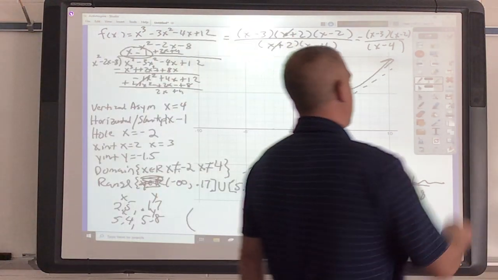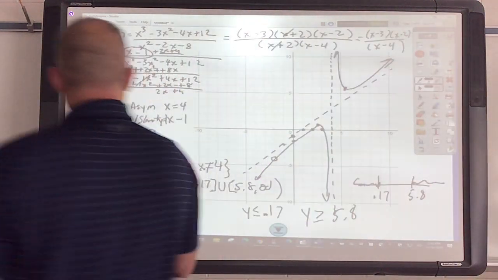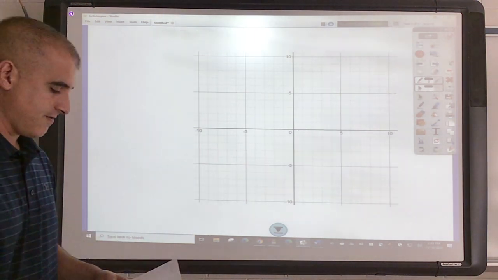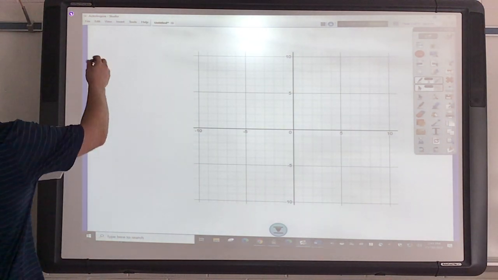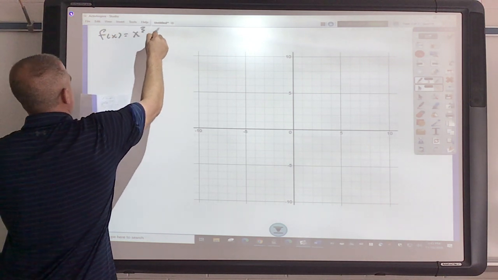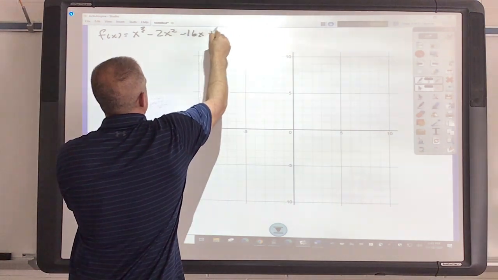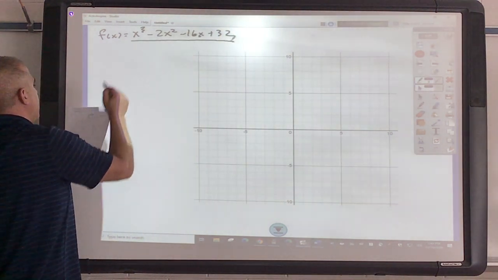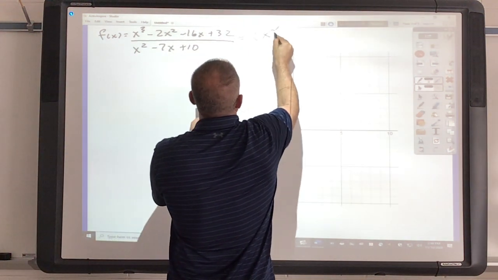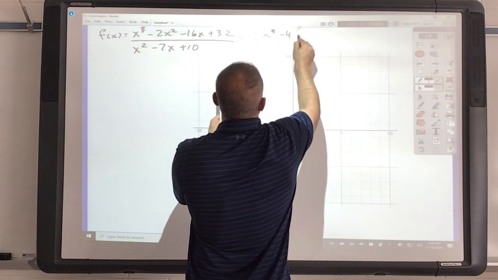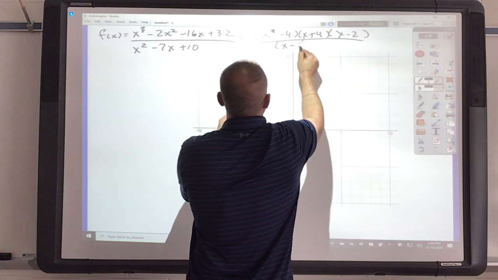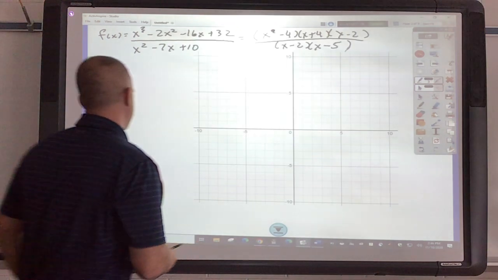Let's do another one here. If my board will cooperate, okay? Let's say I've got, my function is x cubed minus 2x squared minus 16x plus 32, all divided by x squared minus 7x plus 10. That's going to factor to x minus 4, x plus 4, x minus 2, all over x minus 2, x minus 5. Okay? So we're going to find some things here.